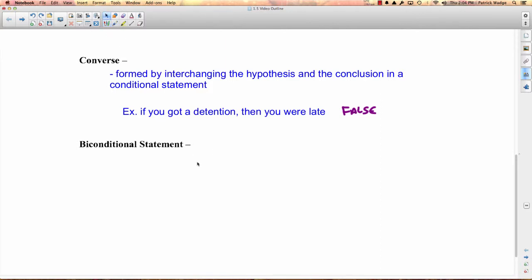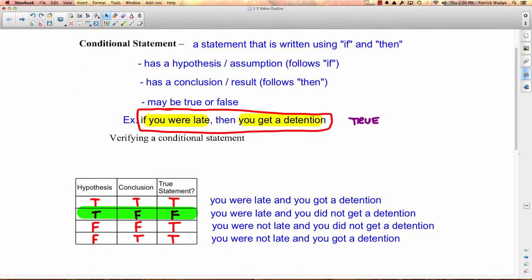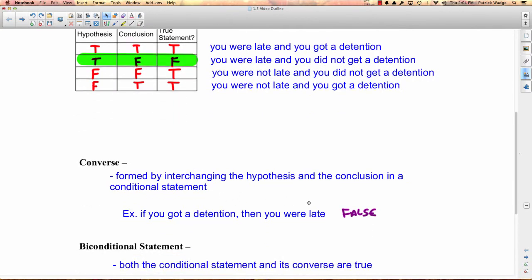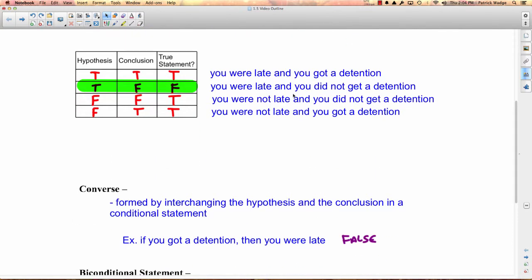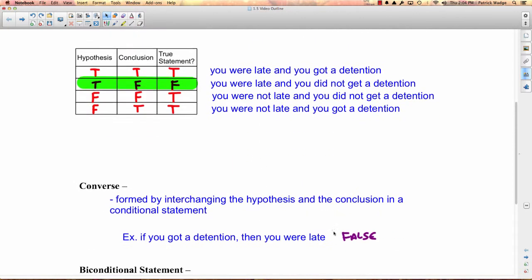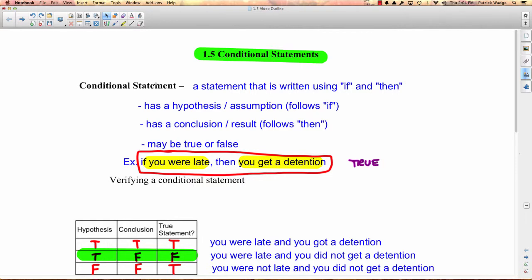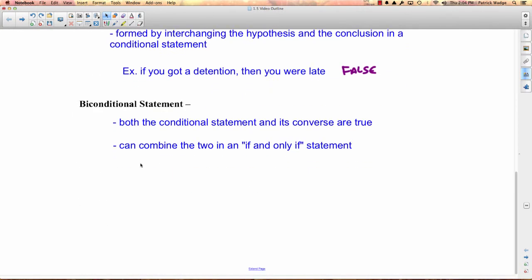Okay, next is a biconditional statement. A biconditional statement is a statement in which both the conditional statement and its converse are true. In other words, the conditional statement up here and the converse, what we just talked about, they would have to both be true. So obviously this is not a biconditional statement because its converse was false. If it is a biconditional statement, by the way, you can combine the two into an if and only if statement. What if and only if means in logic and mathematics is it works both ways. The conditional statement works and the converse also works.